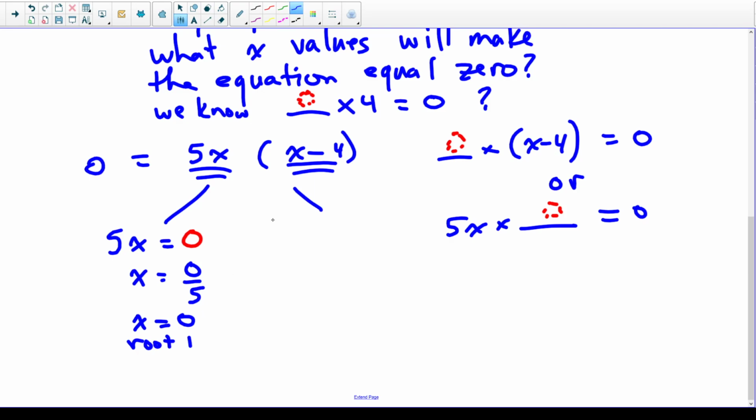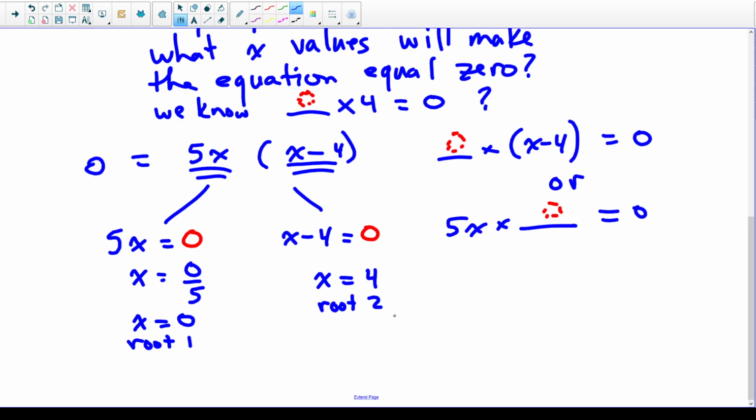Okay? Then I'm going to take my second thing, the second blank, and I'm going to make it temporarily equal to 0. Let's solve for x. How do I get x all by itself? Well, how do you get rid of a minus 4? You get rid of a minus 4 by moving it over to the other side, and it becomes a plus 4. And this is my second root.